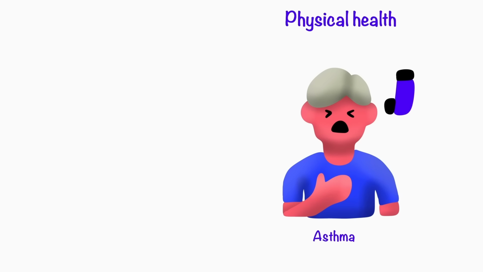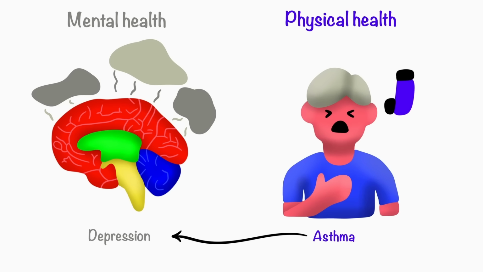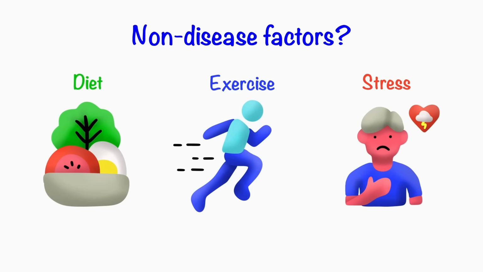Fourth, physical illness can affect your mental health. If you're dealing with a serious or long term physical illness, you might develop depression or anxiety. This shows how physical and mental health are connected. It's also worth remembering that health is affected by many other factors besides disease. What you eat, how much stress you have, how active you are, and whether you can see a doctor when you need to, all these things matter too.